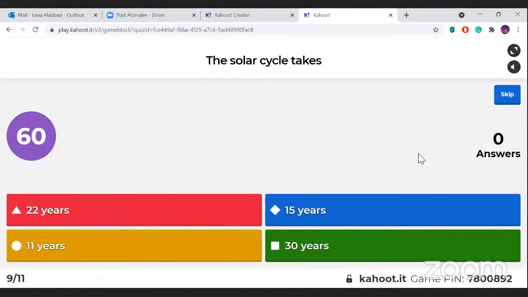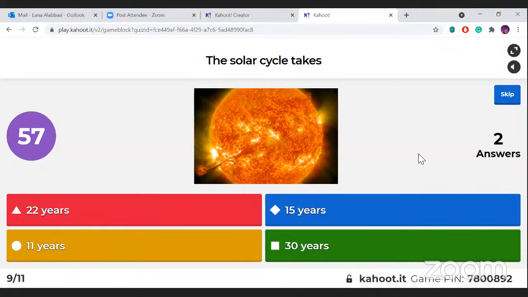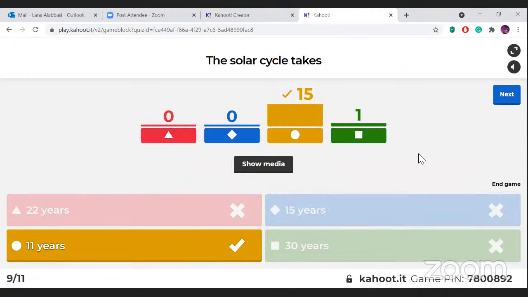The solar cycle takes about 22 years, 15 years, 11 years, or about 30 years. Please click on the right answer. So the correct answer is about 11 years.